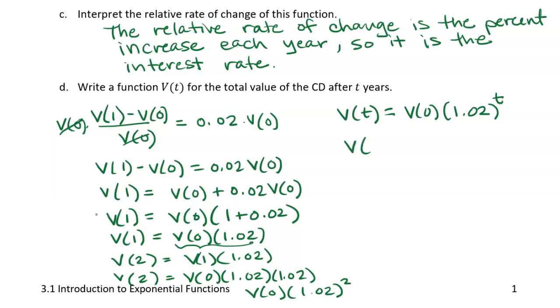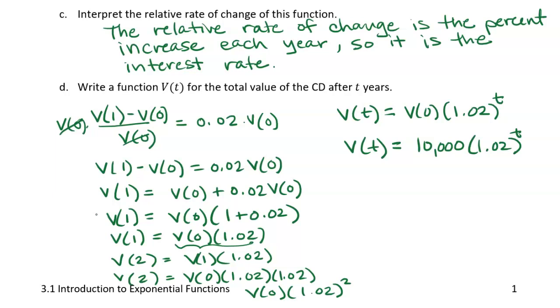But we know what V0 is, so I should replace that. V at t is equal to 10,000 times 1.02 to the t. And you can check that out. You can put in some values of t and make sure that the function gives you the values you have in the table. When t equals 1, 10,000 times 1.02 should be 10,200. And when t equals 2, 10,000 times 1.02 squared should give the 10,404. Now we have an expression for the value of the CD at any point in time.